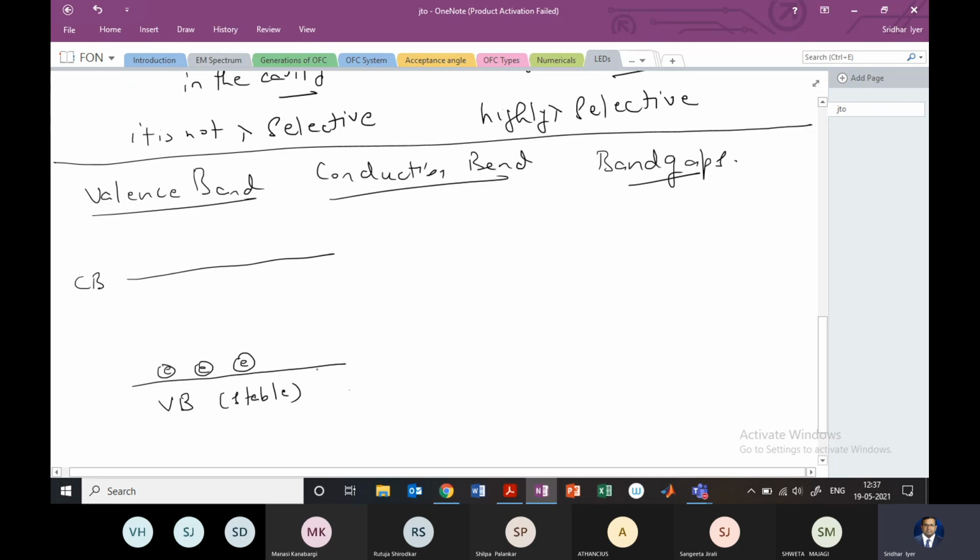We need to ensure that these electrons at the valence band somehow, let me draw this arrow, reach the conduction band. Then they will be here, and they'll start conducting, right? So we should have some process through which these electrons will all go up there, and once they reach there, the process of conduction will take place, right?